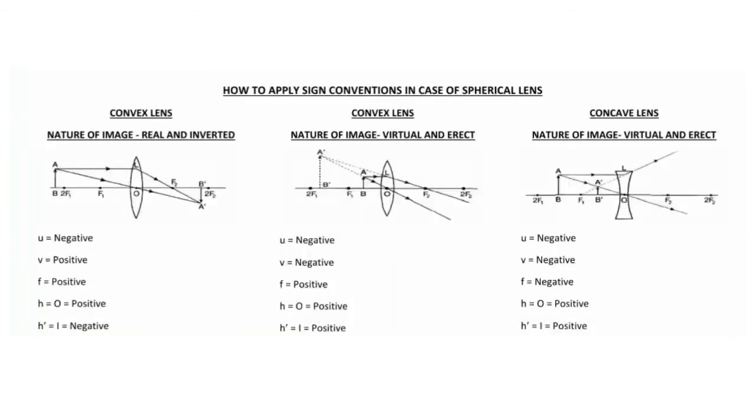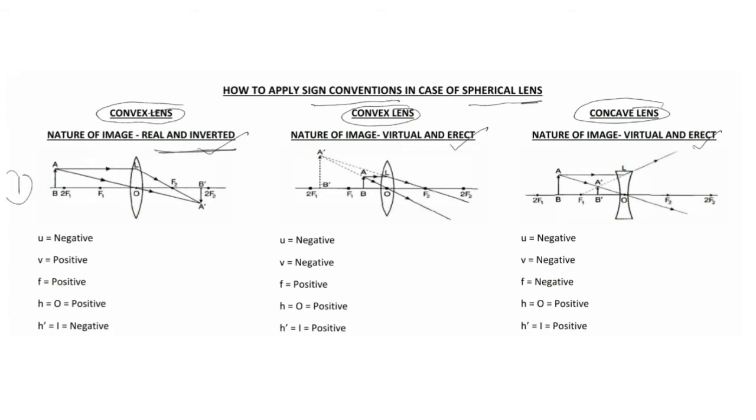Now students, we will discuss how we can apply sign conventions in the case of spherical lenses. We know that in the case of a convex lens, we can obtain both a real and inverted image and a virtual and erect image. And in the case of a concave lens, we have only one case, in which we obtain a virtual and erect image only. Let us discuss the first case in which the image is real and inverted.